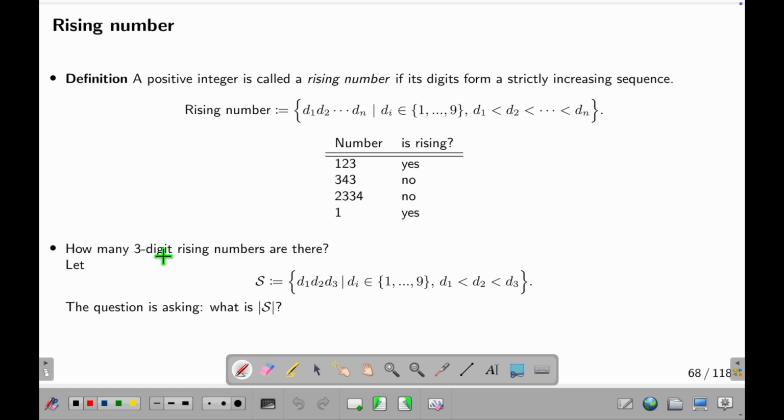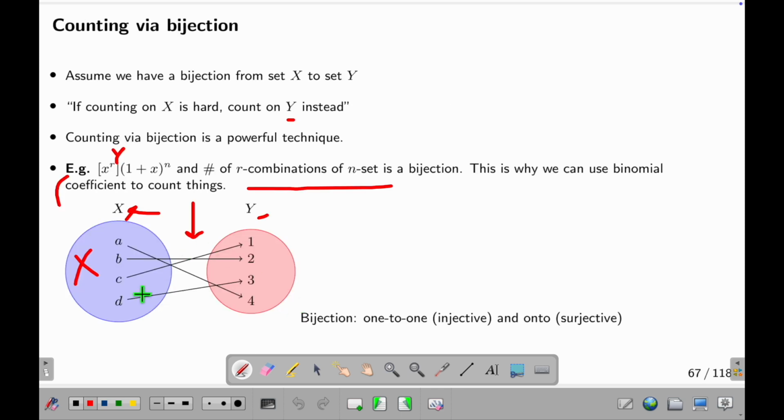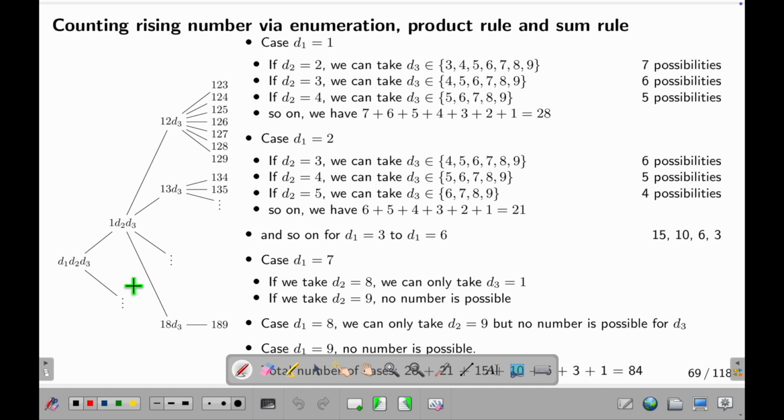So then the question will be, how many 3-digit rising numbers are possible? That means 1, 2, 3, 1, 2, 4, 1, 2, 5, 1, 2, 6 are rising numbers. 2, 3, 4, 2, 3, 5 are all the same. How do you solve this problem? This is the set x, something hard to count. So let's draw a tree. 3 unknowns, D1, D2, D3.